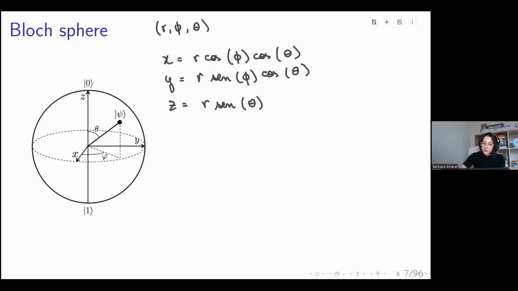And here we're going to choose R equal to 1. So we're going to use just the... I think Pascal.